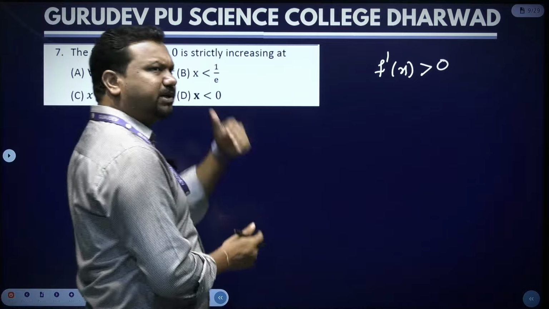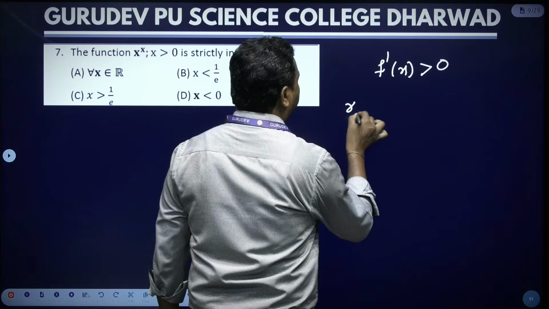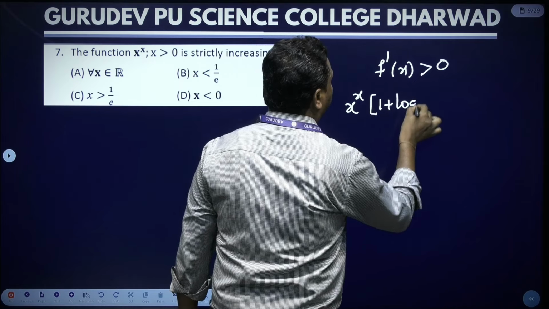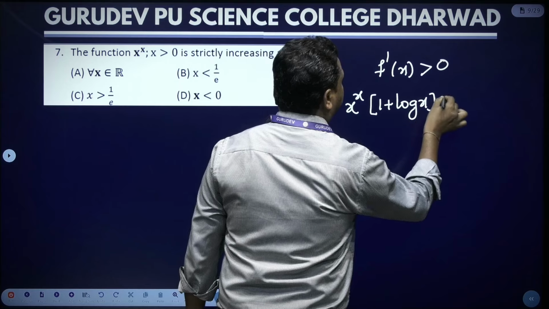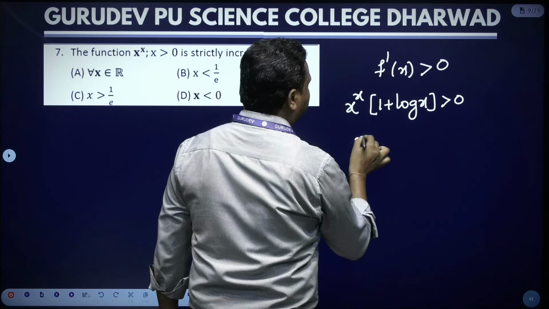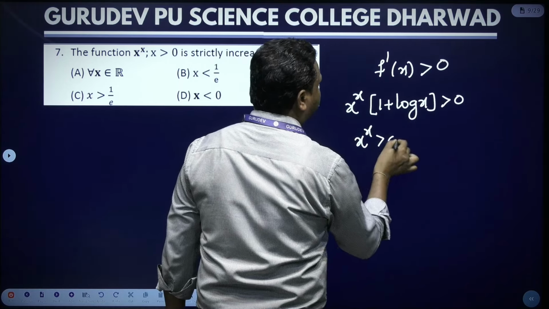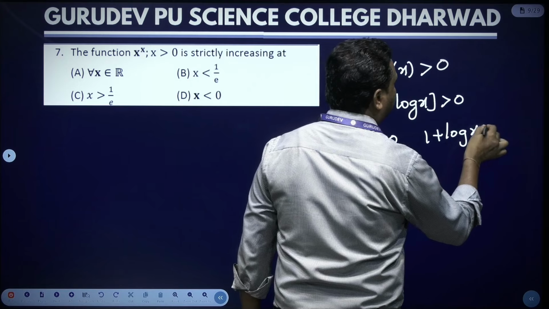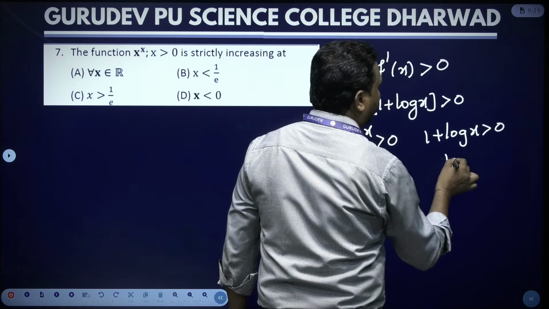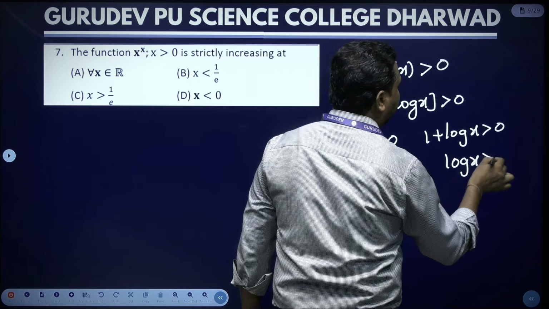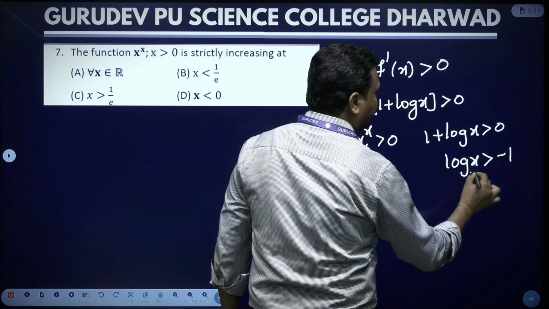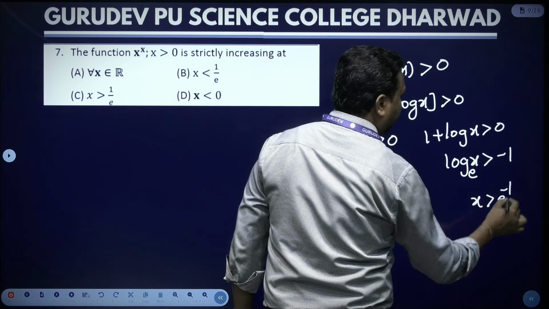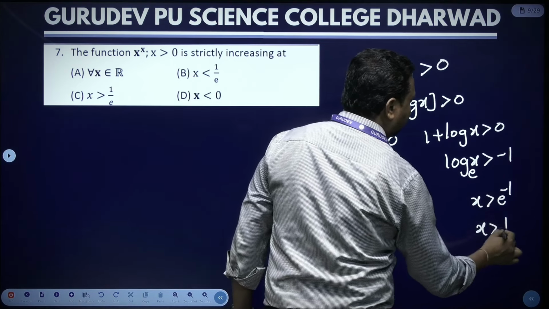So differentiate and substitute. What is the differentiation of x to the power x? x to the power x into (1 plus log x), which is greater than 0. As x is greater than 0, x raised to x is also greater than 0, and 1 plus log x is also greater than 0. Therefore, log x is greater than minus 1. Therefore, x is greater than e to the power minus 1. Therefore, x is greater than 1 by e.